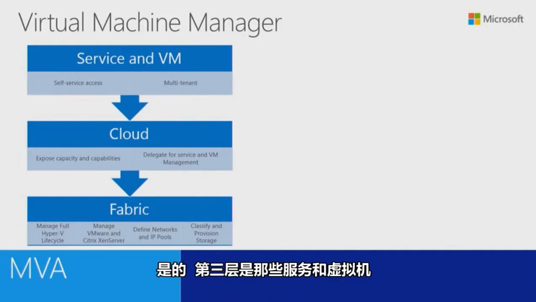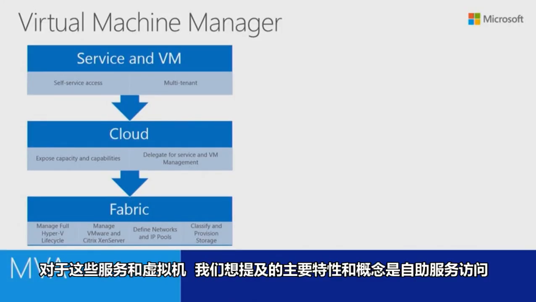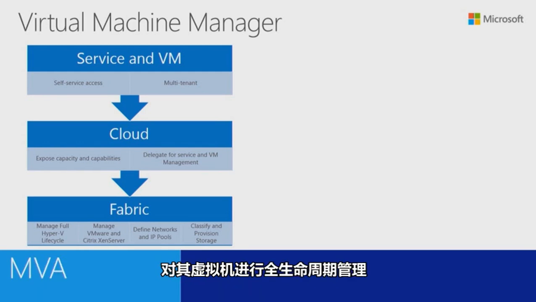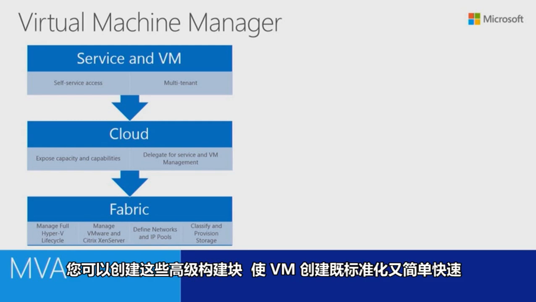And then what's our third layer that we add on top of this? Yeah, the third layer is those services and VMs. And for those, the key features and concepts we want to draw out there is self-service access. You need to enable your users to come in and create VMs, checkpoint VMs, start and stop their VMs, really do full lifecycle management of their VMs. We do that through the use of templates, so you have the ability to create these higher level building blocks to enable the VM creation to be both standardized and quick and easy.